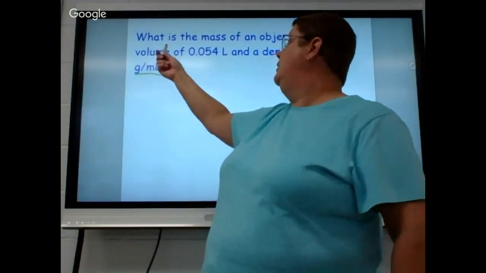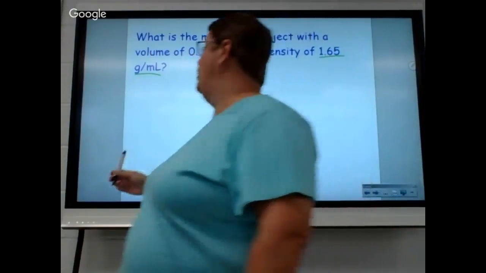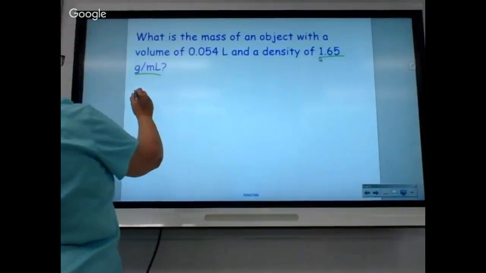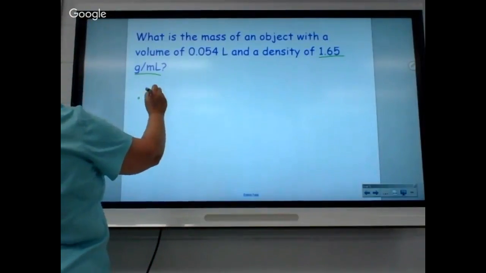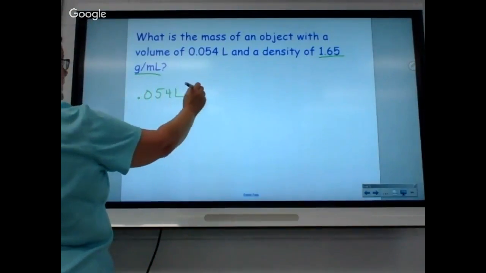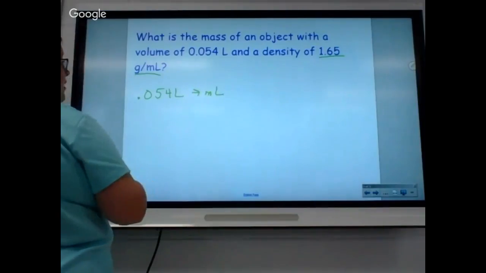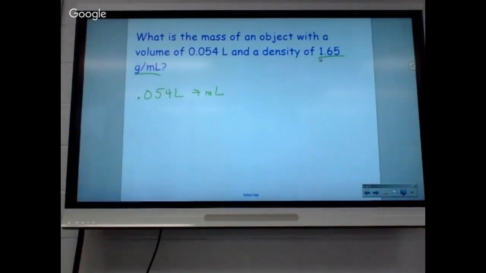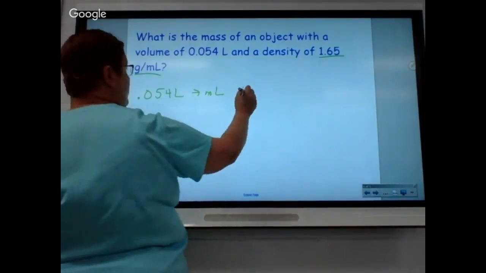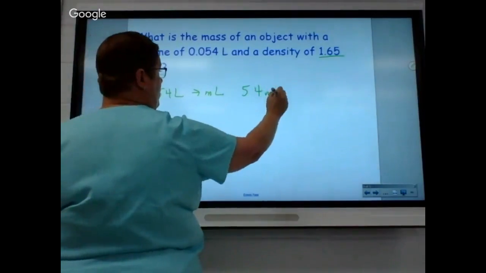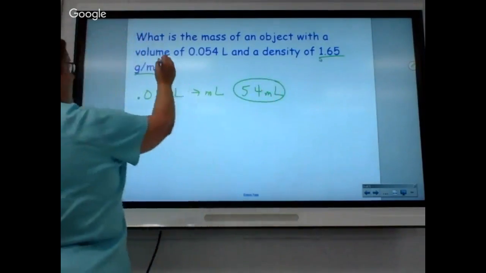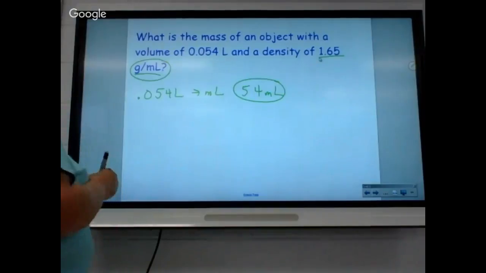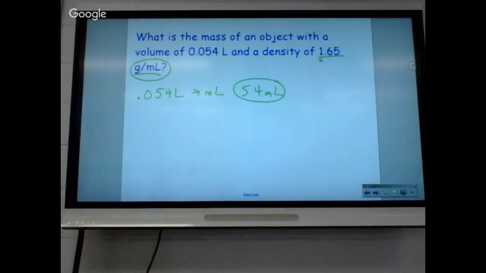Most people don't like to change fractions. They don't do it well. This one is not a fraction. So if it were me, I would change the 0.054 liters into milliliters, and then I could just go ahead and plug it into my density equation because my units then will match. Okay, so I would have 54 milliliters. Now I have milliliters, and then I have milliliters here, and I can plug in and solve. Does that make sense? Okay.